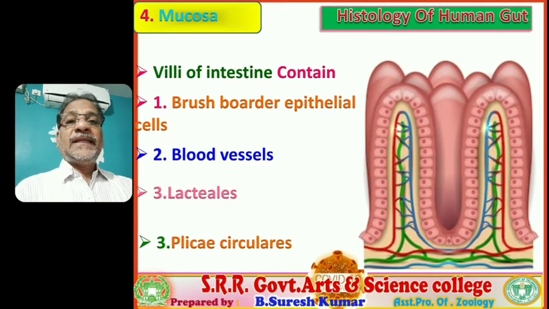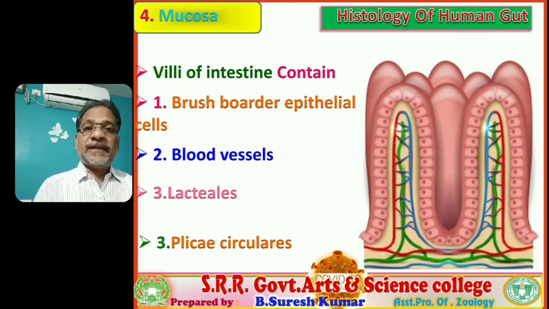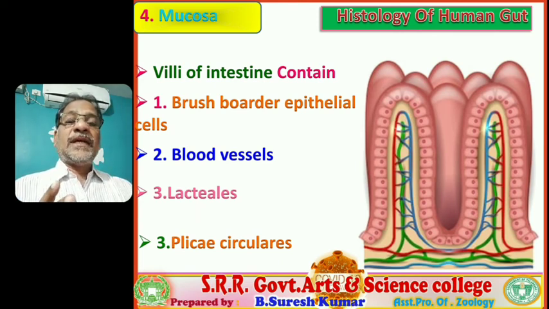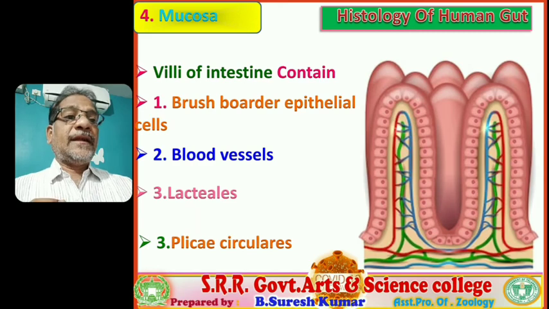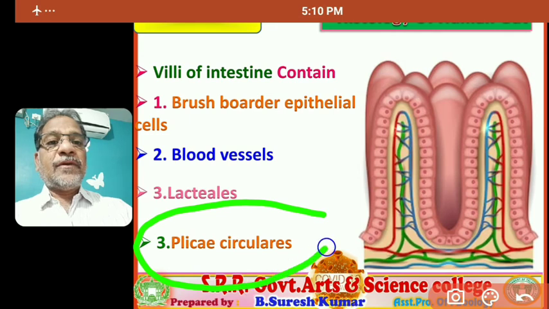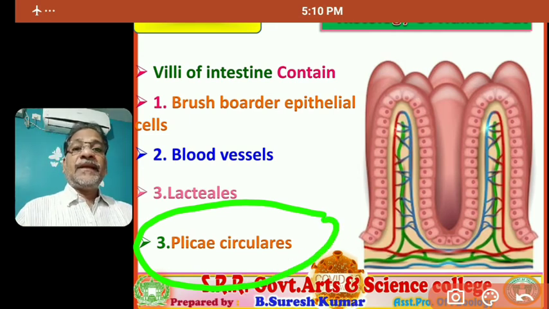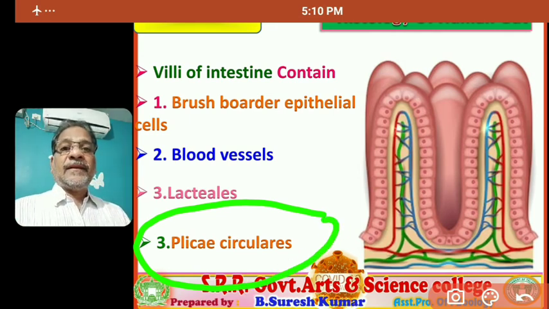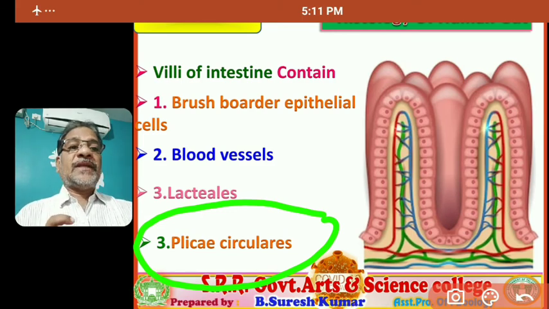And besides that, in the small intestine submucosa, we find some significant structures. They are plicae circulares, very important from an entrance exam point of view. It is most important. Generally, in lower classes, we learned that villi include blood vessels and lacteals. In addition, here we are learning one more piece of information, that is plicae circulares.